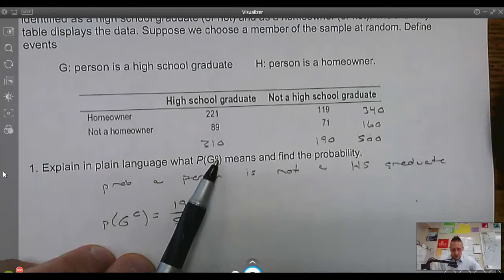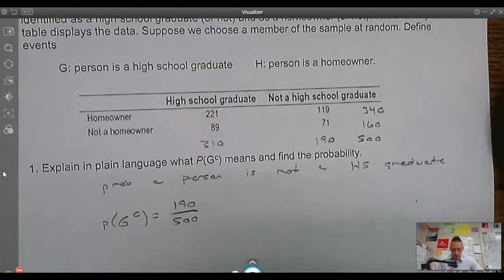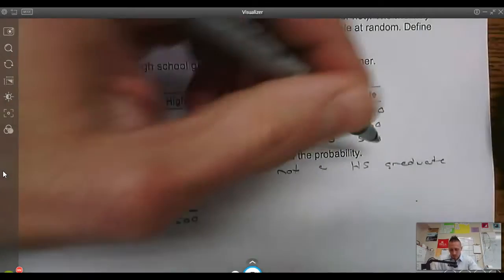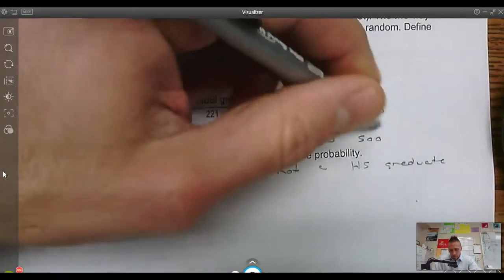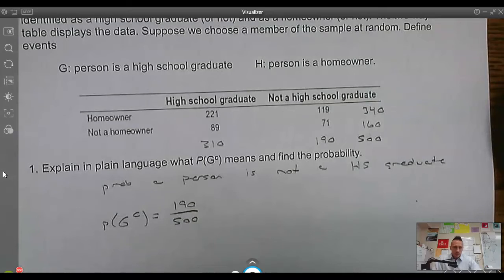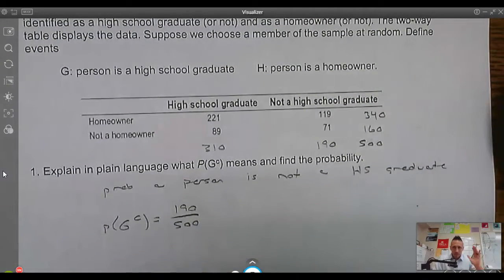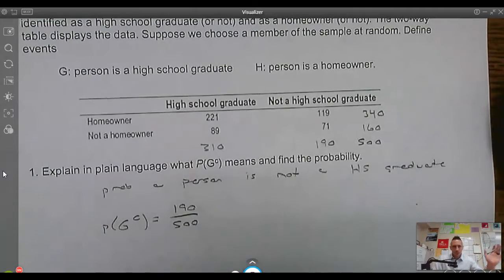I see that C, that means complement. So this means the probability somebody is not a high school graduate. So there's 310 out of 500 that were high school graduates. So not a high school graduate, 190 out of 500. Don't bother reducing, don't bother simplifying, just leave all your probabilities as is. It's okay on tests, quizzes, AP exam.